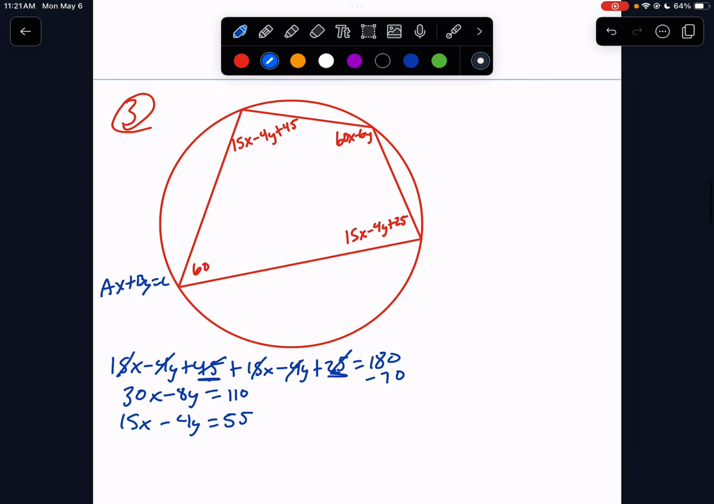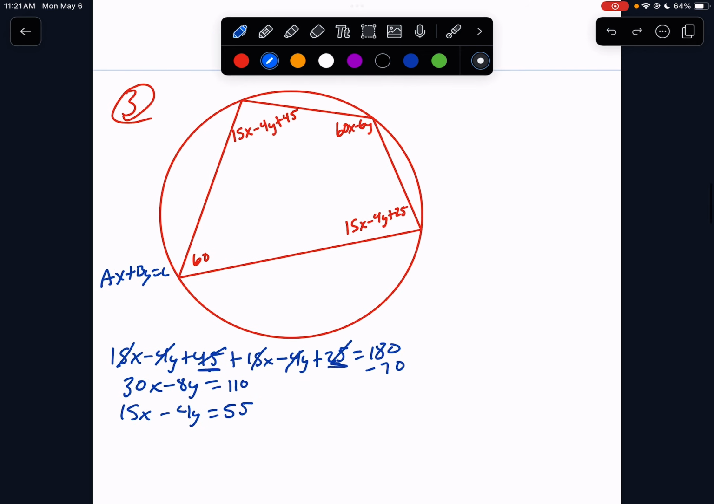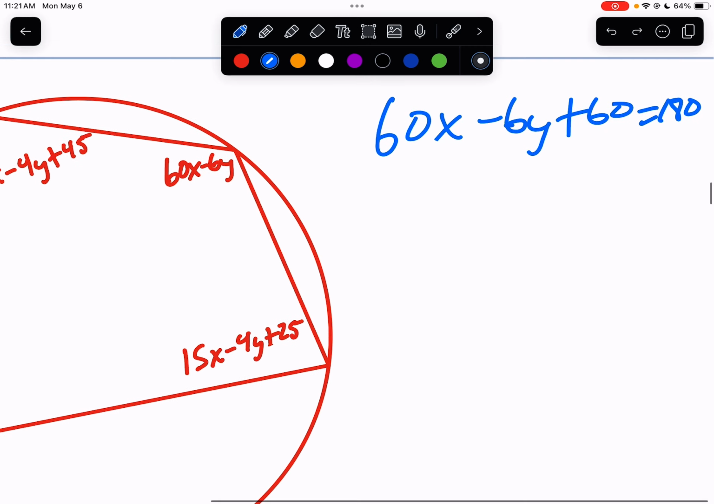Equation number 2, I'm going to do these two corners. Those also have to add up to 180. It's a property that we learned. We went over it. That's going to be 60x minus 6y plus 60 equals 180. Ooh, pay attention. I messed up the first time I did this problem in class. I said it was 6x. So kind of silly. All right.